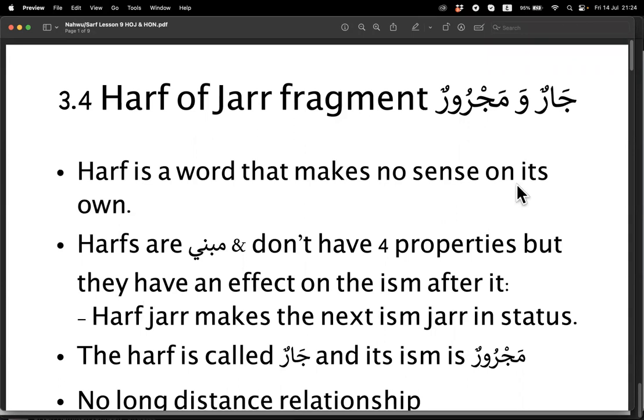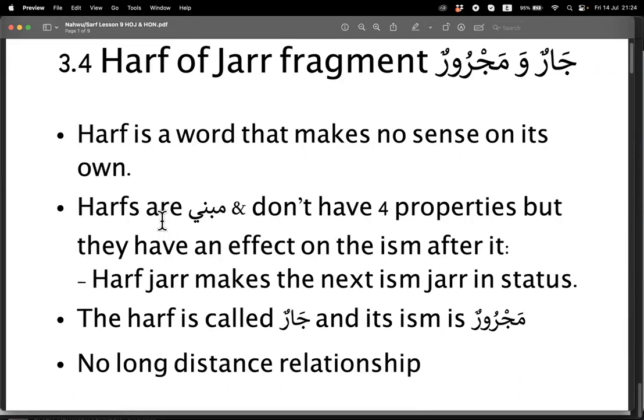Remember, harfs are mabni, fixed, which means they will always look like that. They don't have four properties, of course, but they have an effect on the next ism. Harf of jar, like the name suggests, will make the next ism jar in status. The harf is called jar and its ism is majrur, so you can say jar wa majrur, or you can say harf of jar and ism majrur.